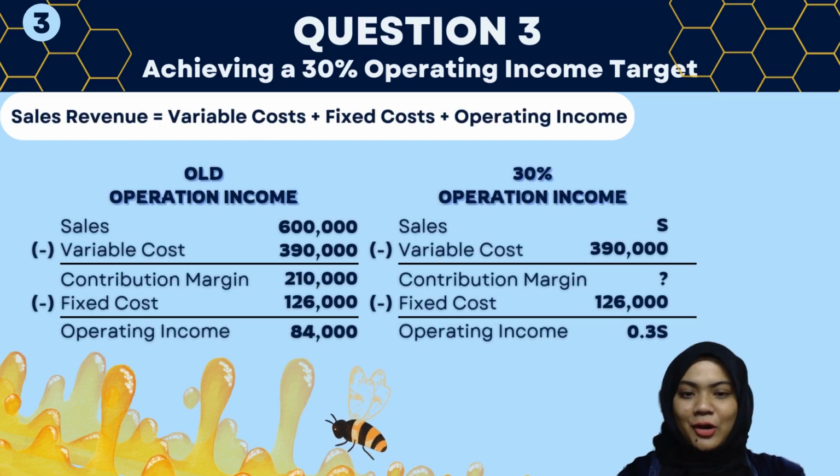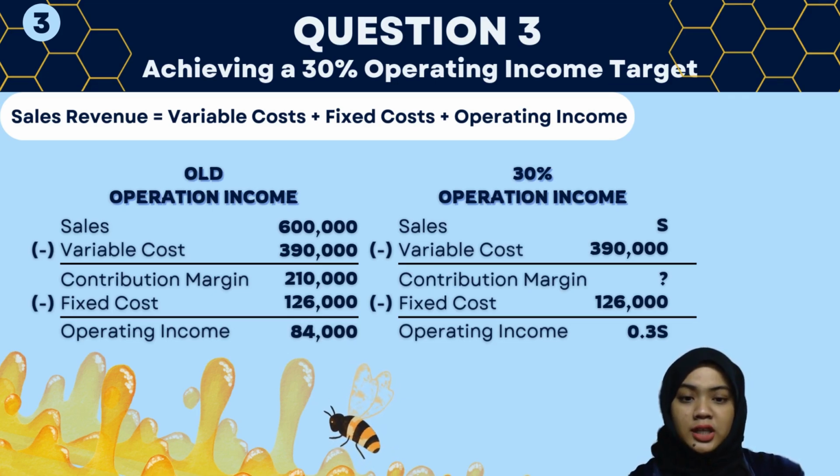Hi everyone, now I will explain question 3, where we aim to achieve a 30% operating income target. The formula we use is sales revenue equals variable cost plus fixed cost plus operating income. Let's first compare the current operation and the new target. On the left side, we have the old operating income. On the right side, we calculate for the 30% operating income target.